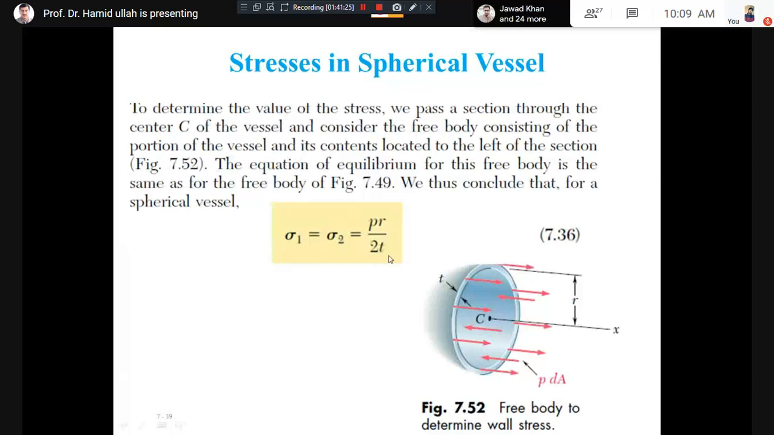Now, when it is a spherical vessel, you will remember that the two stresses are equal to one another, and in magnitude they are equal to pressure multiplied by radius divided by twice the thickness.